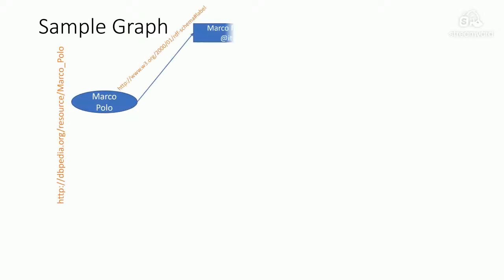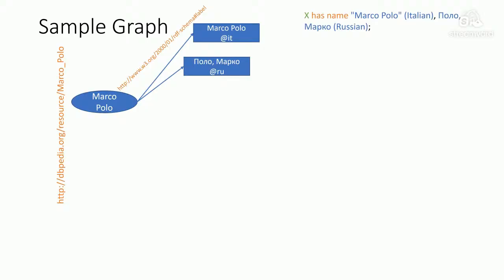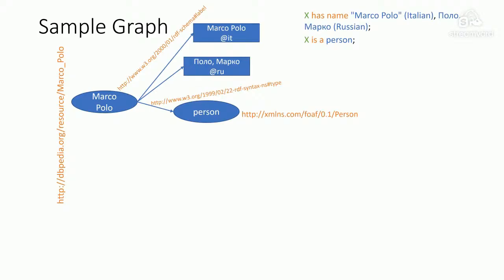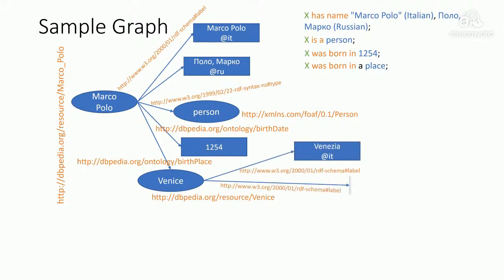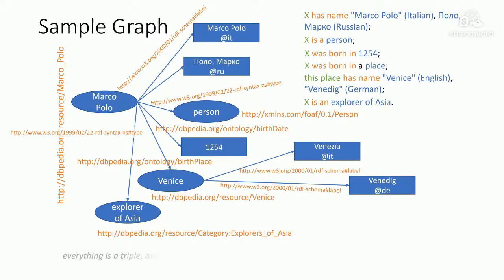Let's make a more realistic example. Marco Polo here is a URI, and he has various names according to the language used. He is a person, and the concept of person has its URI too, like any other node. He was born in 1254 in a place, and this place has name Venice in English or Venedig in German. Also, Marco Polo is an Asia explorer. So all entities have their URI identifier, as you can see. And anyway, as URIs are really long, we usually shorten them.